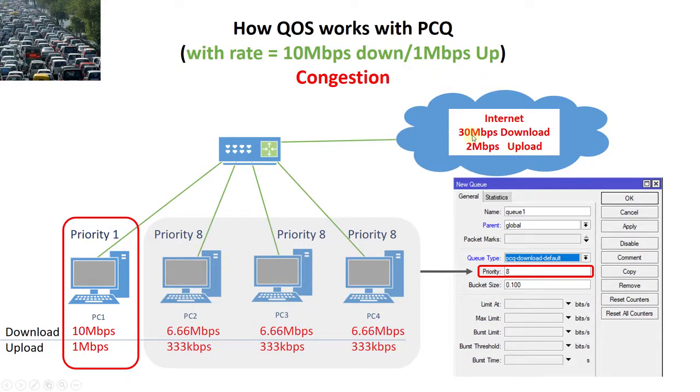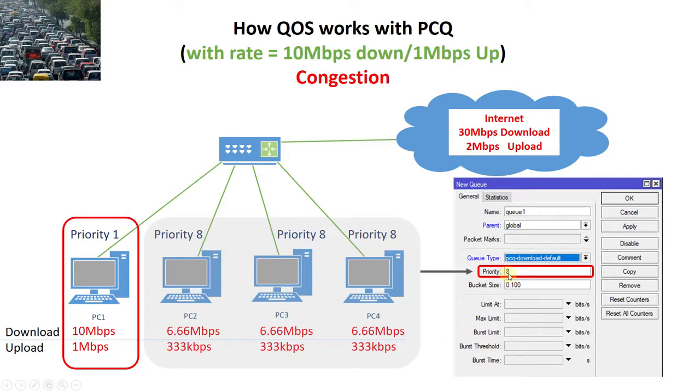For this scenario, what I did was I used a lower download speed and a lower upload speed just to make the figures a bit more realistic. So with this, the first PC will have a download speed of 10 megabits down and 1 megabit up, and that is because of the rate limit. But there are other factors that affect rate limits.